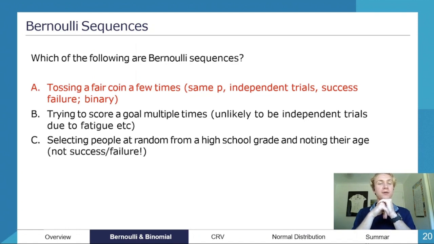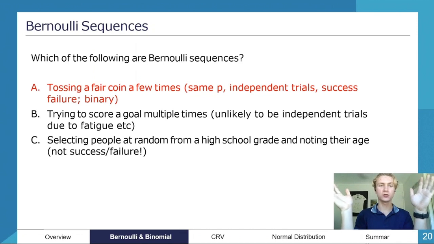So, fair coin, that means the probability is the same. It doesn't matter what it's just landed on as to what it will show next time. So the trials are independent, and it's success and failure. It's either tails or heads. By success and failure, we just mean one outcome or another. If there's just 2 outcomes, or we can classify it as just 2 outcomes, or lump them together so that it's just 2 outcomes, it is success failure, binary, it's going to be a Bernoulli sequence. So A is a Bernoulli sequence.